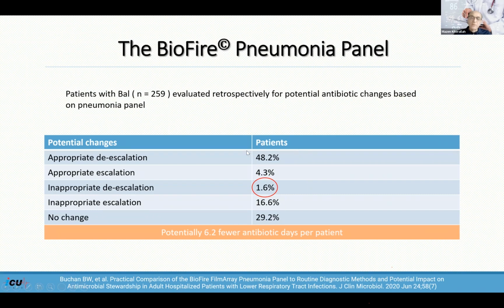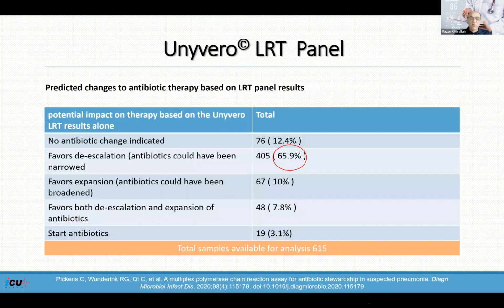So in most of the cases, we did de-escalation, and it was appropriate de-escalation in 48% of the cases. And in a small percentage of cases, we escalated the antibiotics, and it was appropriate in 4.3%. But it was inappropriately escalated in 16.6%, and there was no change in 29.2%. In general, this testing would potentially give you 6.2 fewer antibiotic days per patient. So as per this study, it is very helpful actually.